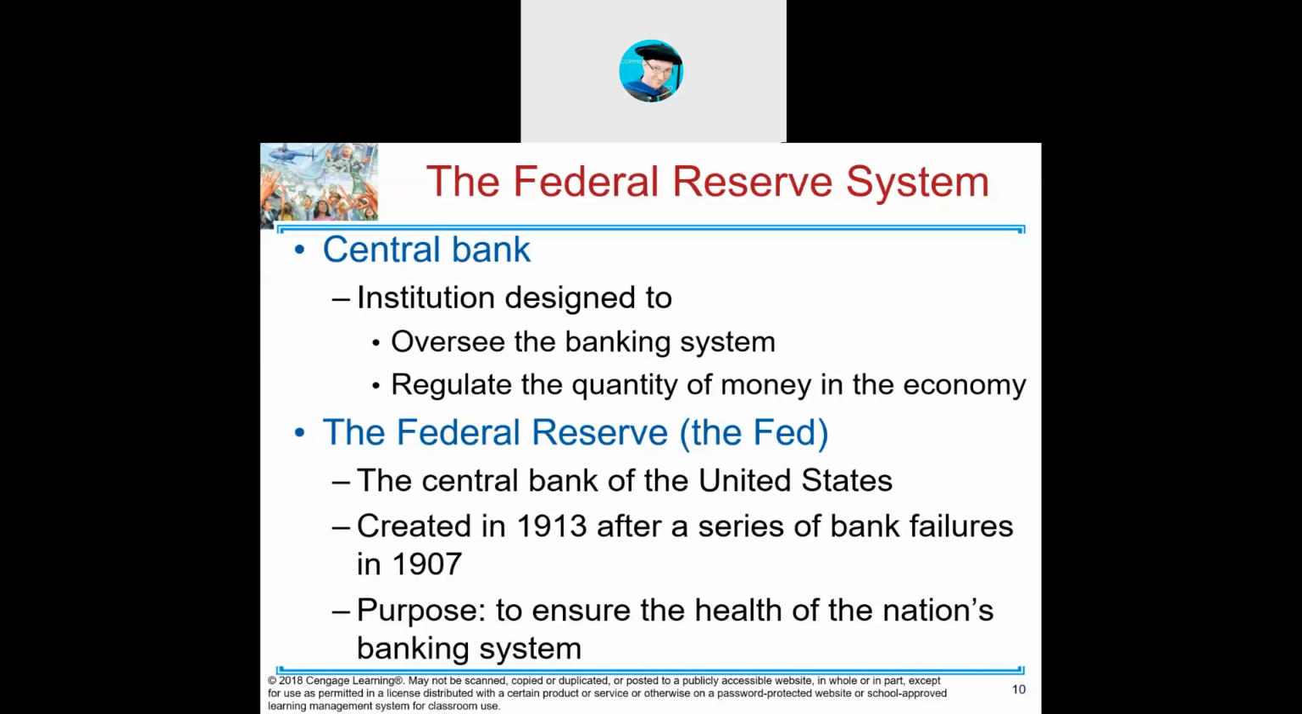1907, 1913, 1927, we had a series of bank failures. Oh, I should also say 2008, 2009. We had a series of bank failures. The banks could not afford to operate. The banks could not afford to give people back their deposits. The banks could not afford to act like a bank. And so the government created this thing called the Federal Reserve.